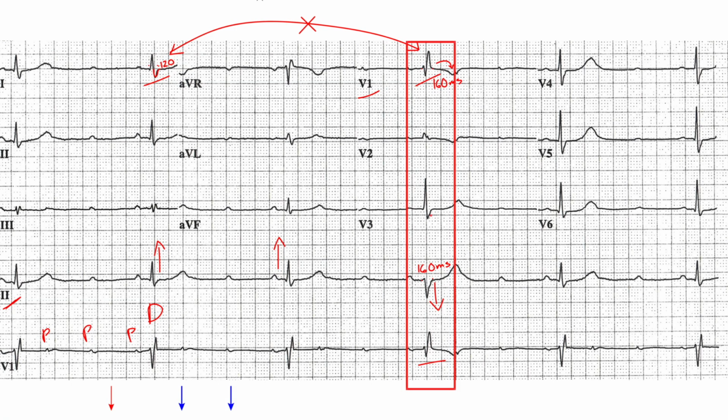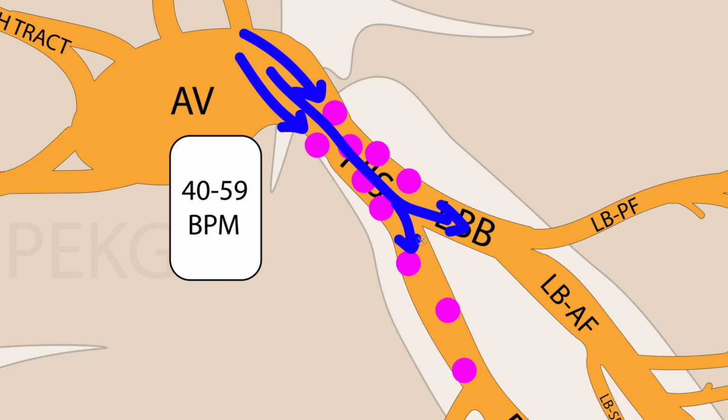On this beat right here, normally we have, see, 120 milliseconds. It has a slurry S in lead 1. If there were more beats in V1, I would show you the difference, but we don't have it. So I'm just using lead 1 here to represent bundle branch block, right bundle branch block, excuse me. So here in this beat, what happens is the signal gets blocked completely. Typically it was having a hard time getting through, but here in this beat, it got blocked completely.